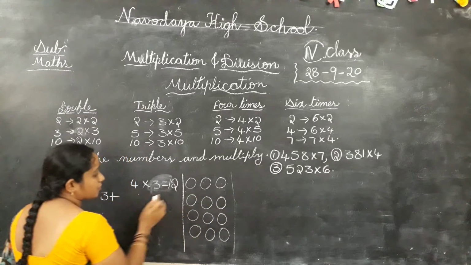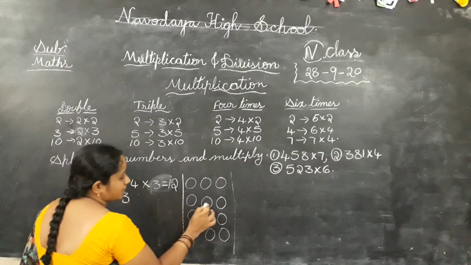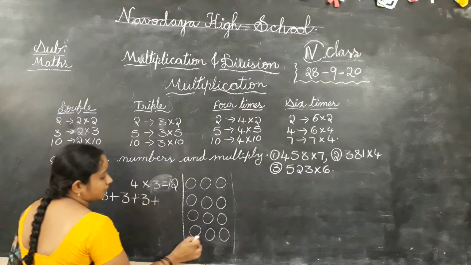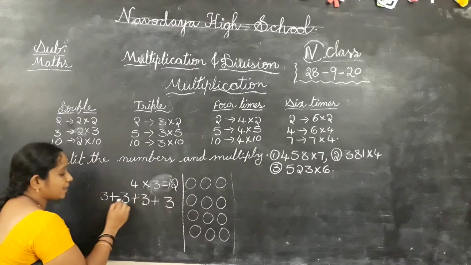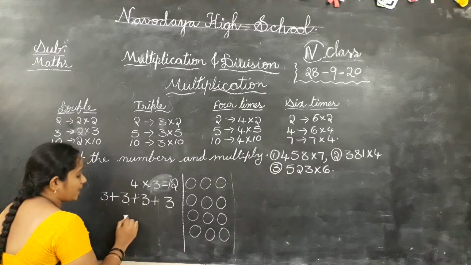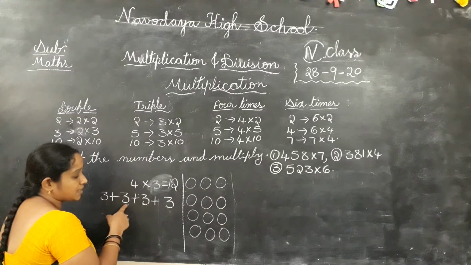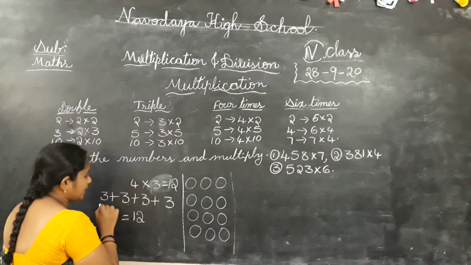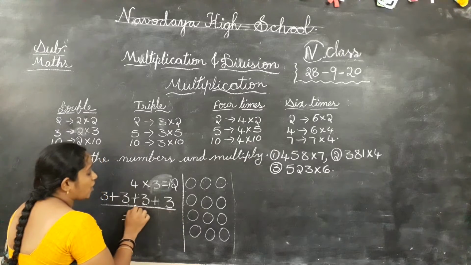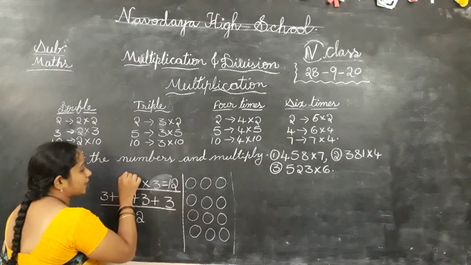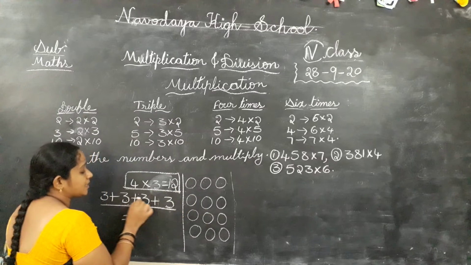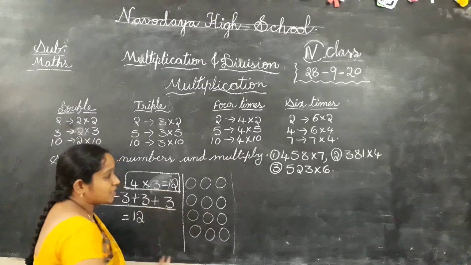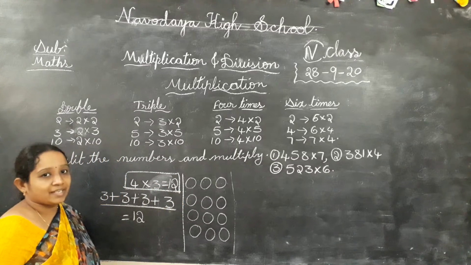You can also do this like this. 3 laddus in the first row. Again 3 laddus in the second row. Next, another 3 in the third row. Another 3 in the fourth row. So 3 plus 3 plus 3 plus 3. How much? 3 plus 3? 6. 6 plus 3? 9. 9 plus 3? 12. This is repeated addition. The short form for this is multiplication. So here 3 is repeating 4 times. 4 into 3, 12. This concept you have already learned in your previous class, children.